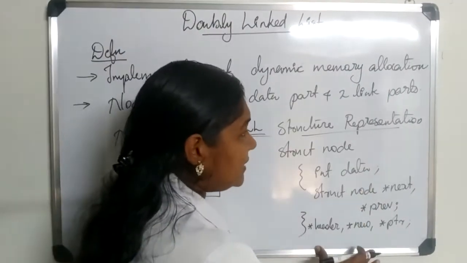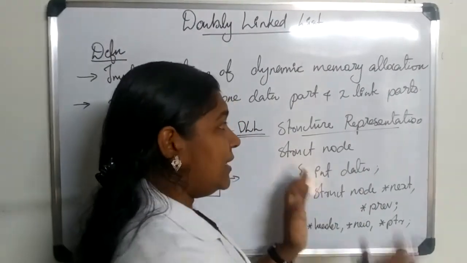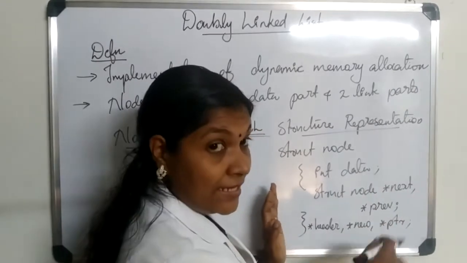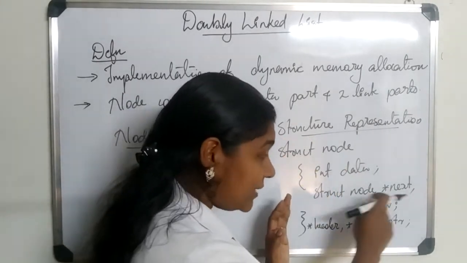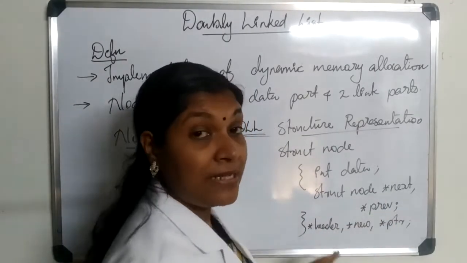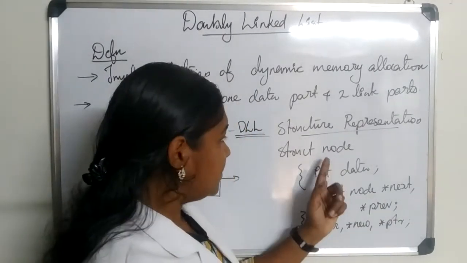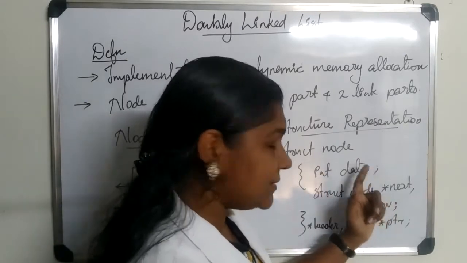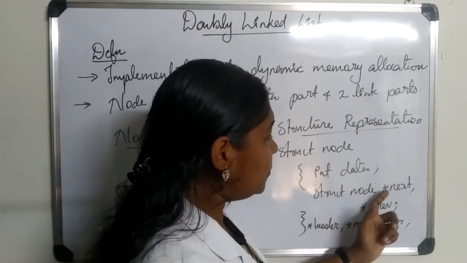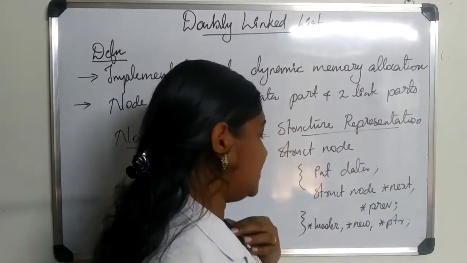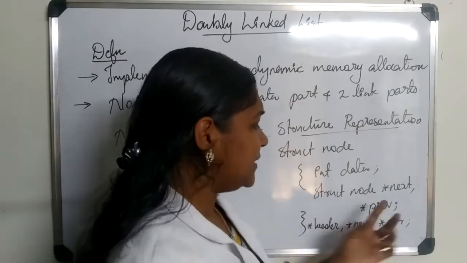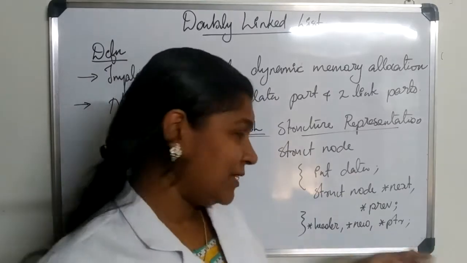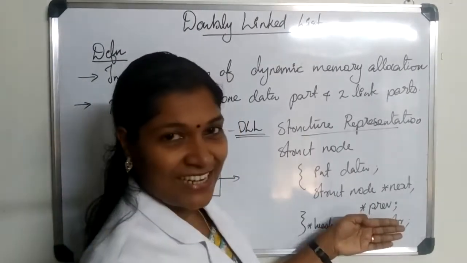Then considering the structure representation, it is the same as that of single linked list, except for one case, that is one previous link is also there. So consider struct node, link data, this is for the data part. Then struct node, star next and star previous. Okay. Then star header, star new and star PTR. So these are the pointers we require in programming. We need not write them along with this definition.